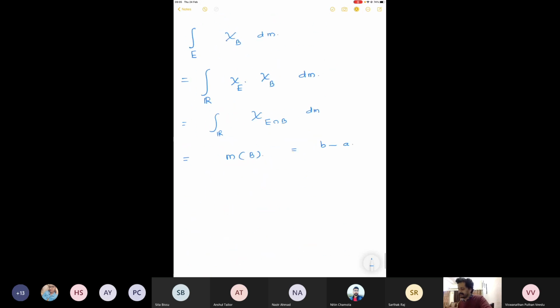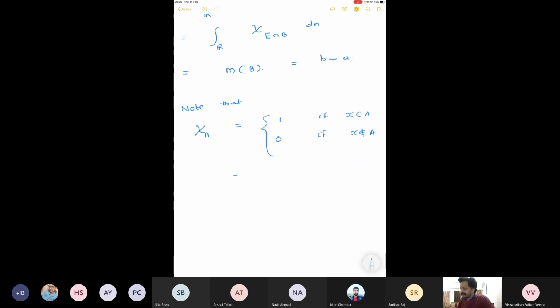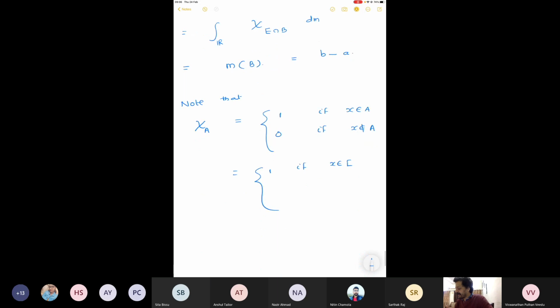What is chi A? Note that chi A is equal to, what is the definition of chi A? 1 if x is in A and 0 if x is not in A. Okay, that is 1 if x is in A means what? What is A? x is in A, the intersection with Q, sorry, for a rational number in Q, and 0 otherwise.